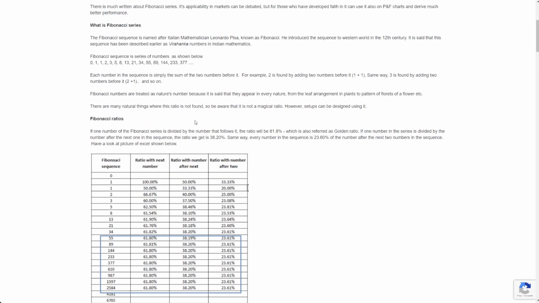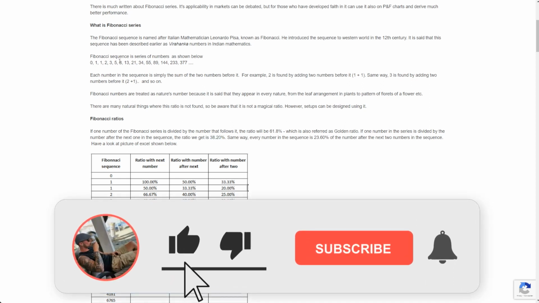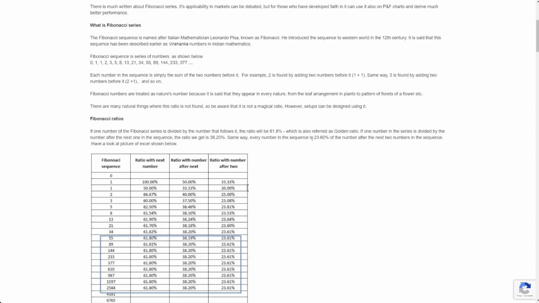So what they're saying is if you divide 3 by 5, you get 61.8%, 5 by 8, 61.8%. But if you use the number after it, so 3 divided by 8, you will get 38.20%, and 8 divided by 21, 38.20%. But if you take the number after that, so 8 divided by 34, you get 23.6%, or 13 divided by 55, you get 23.6%.